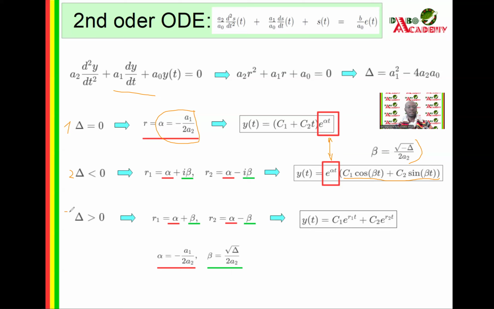And then for the last case, for which the delta is strictly greater than 0, what you have is r1 and r2, that are two real numbers that you can consider, and they are most of the time presented like this, where you have for the solution y of t equals c1, a constant, exponential of r1 times t, plus c2 exponential of r2 times t. This is what you have, and this is the expression that is most widespread in the resolution of this kind of equations.